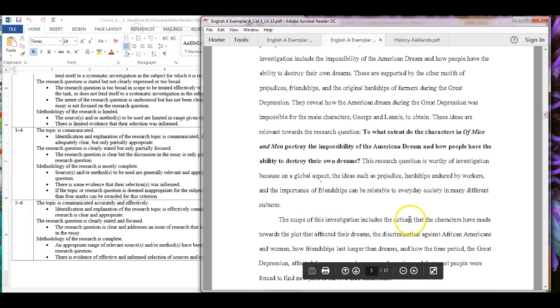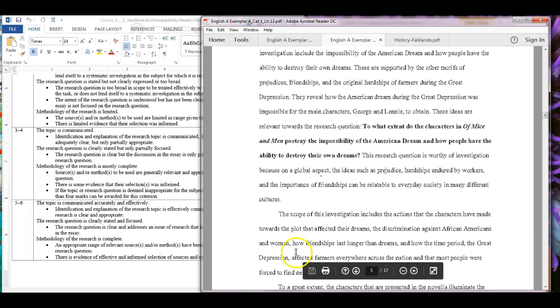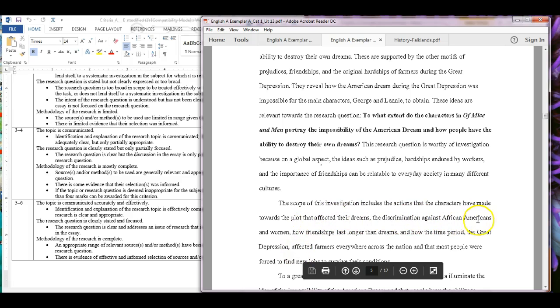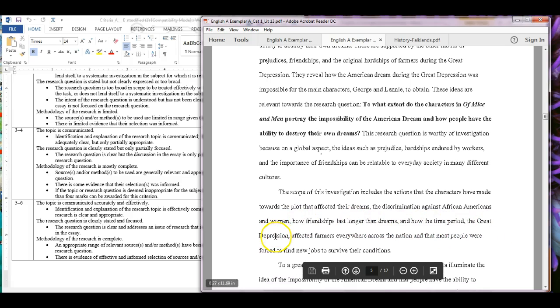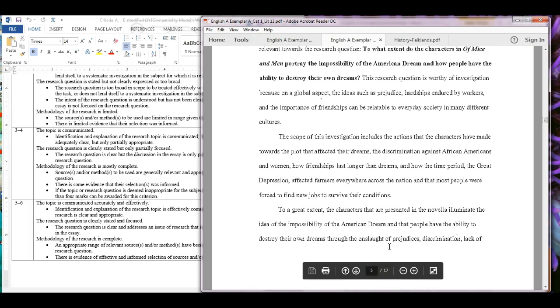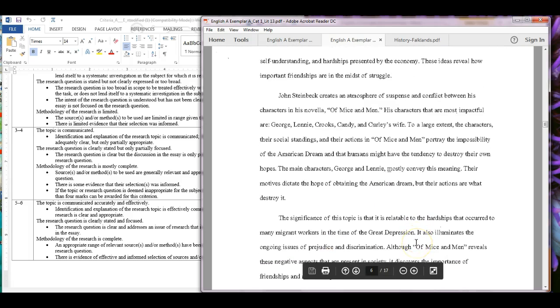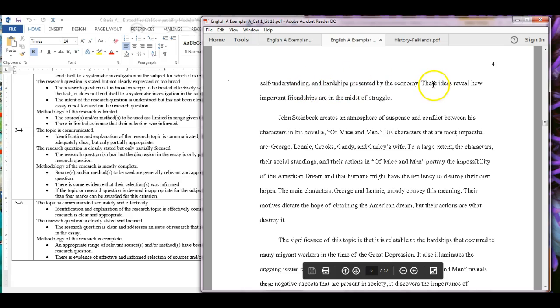The scope of this investigation includes the actions that the characters have made towards the plot that affected their dreams, the discrimination against African Americans and women, how friendships last longer than dreams, and how the time period, the Great Depression, affected farmers everywhere across the nation, and that most people were forced to find new jobs to survive their conditions. So it's telling you the scope of what they're going to look at within the text. To the great extent, the characters that are presented in the novella illuminate the idea of the impossibility of the American dream, and that people have the ability to destroy their own dreams through the onslaught of prejudices, discrimination, lack of self-understanding, and hardships presented by the economy.